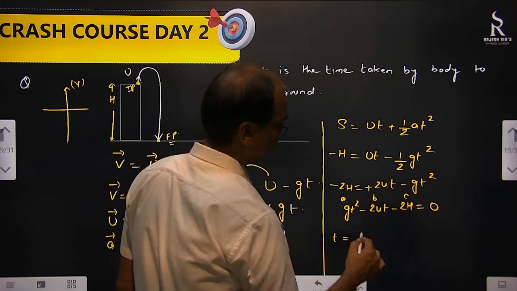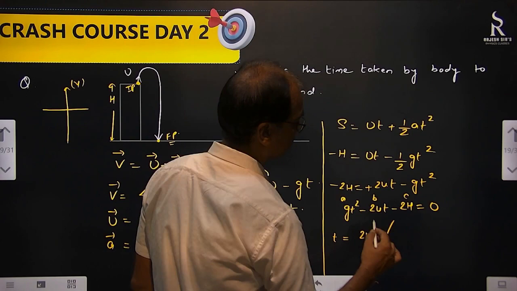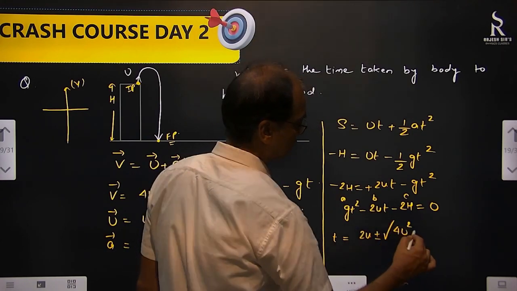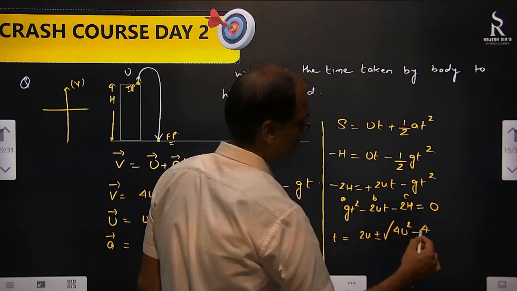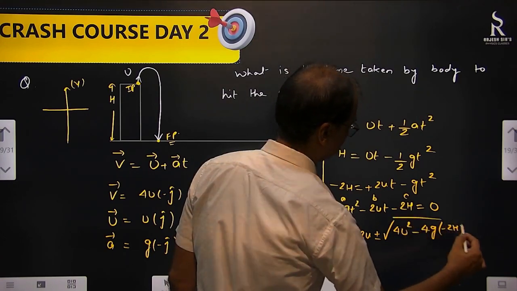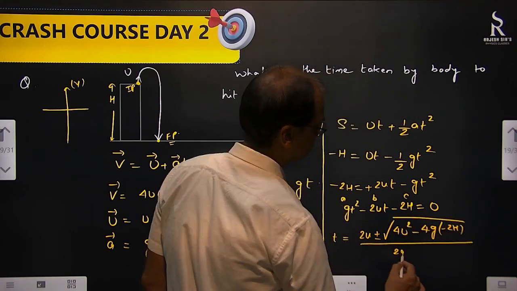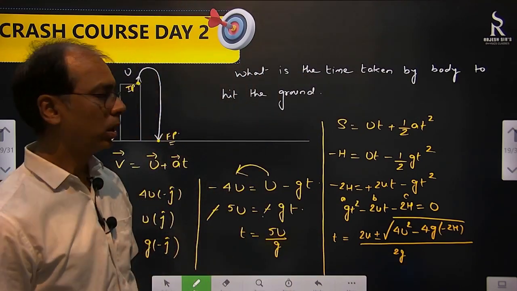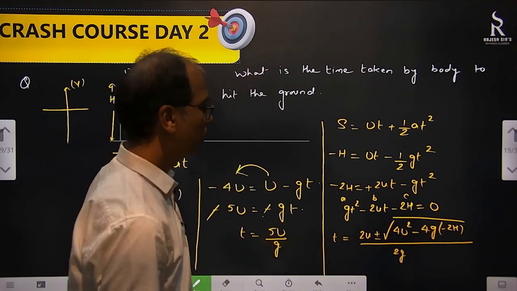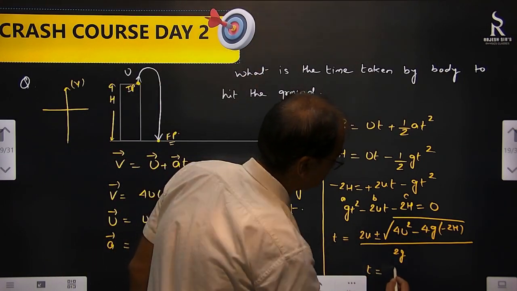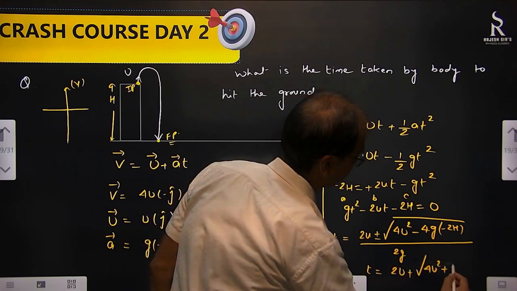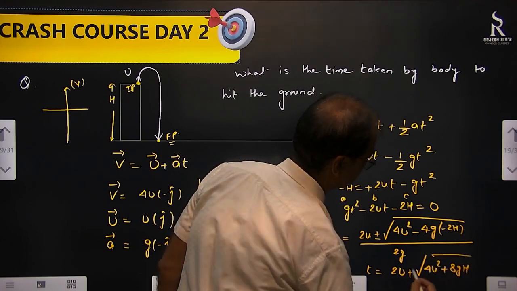Okay, so minus b, that means 2u, plus or minus root of b square, that is 4u square, minus 4ac. So minus 4 into a, which is g, and c is minus 2h, by 2a. Okay, so 2u plus or minus root of 4u square plus 8gh, by 2g. So what time will be there? Time will be taken as 2u plus root over 4u square plus 8gh by 2g. This will be the time.